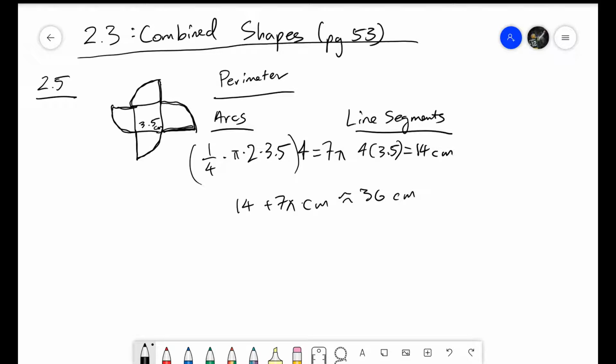Next is to find the area of this shape. So the area is equal to the area of each of the quarter circles plus the area of the square. First we'll find the area of the square. Since the length of each side of the square is 3.5 centimeters, the area of the square is equal to 3.5 squared, which is equal to 12.25 centimeters squared.